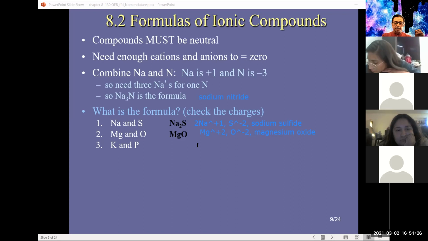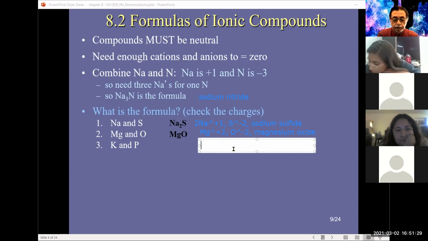Okay, we got potassium. Potassium is in group 1. So when it becomes ionic, guess what? It's a +1 ion, correct? Phosphorus is a group 5 element. It's a nonmetal. It is going to pick up 3 electrons to get to the happy 8. By picking up 3 electrons, it now has a -3 charge. That is ionic phosphorus, it has a -3 charge.